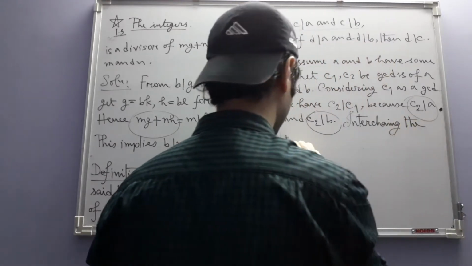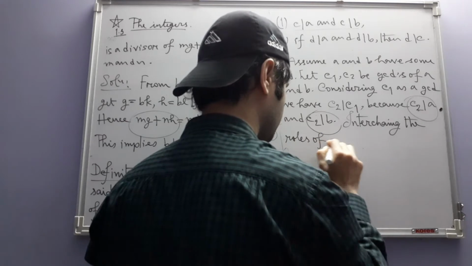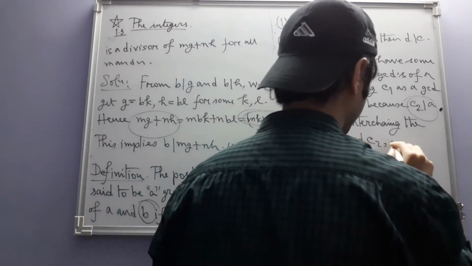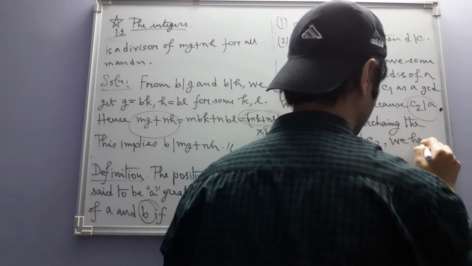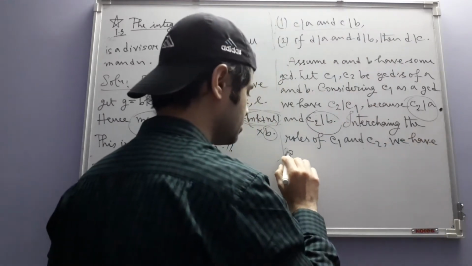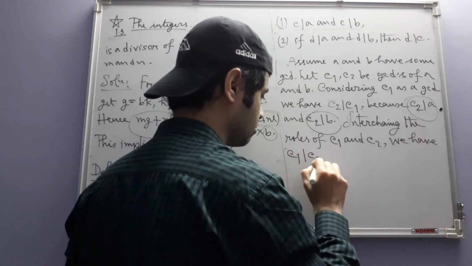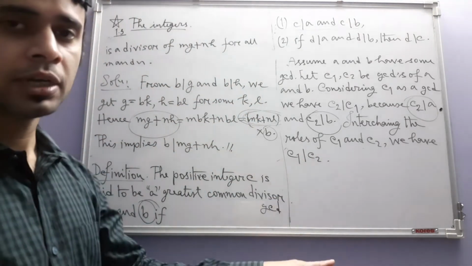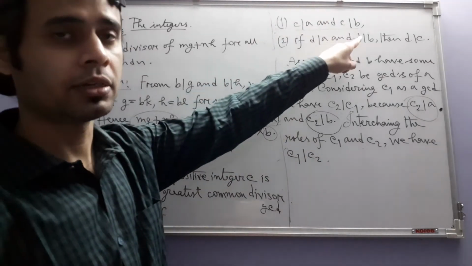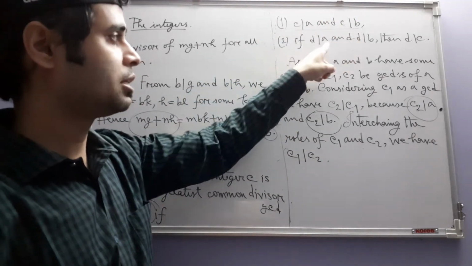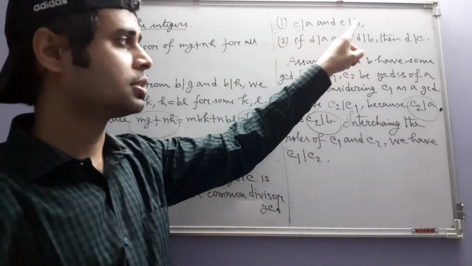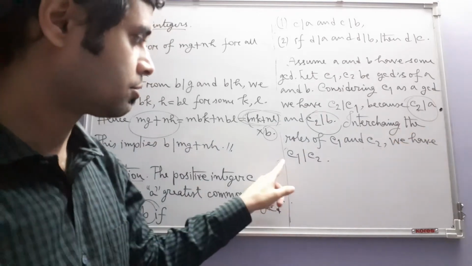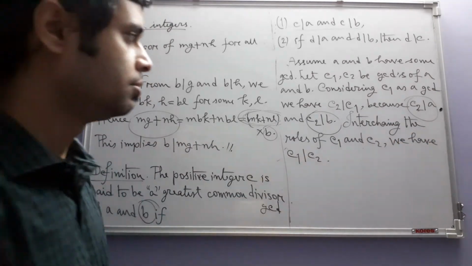Now, interchanging the roles of C1 and C2, we also have this relation, because now C1 is a GCD of A and B, so C1 will divide both A and B. Now imagine C1 here, C1 divides A, C1 divides B. So C1 will divide a GCD of A and B, which is C2. So that's why C1 divides C2.